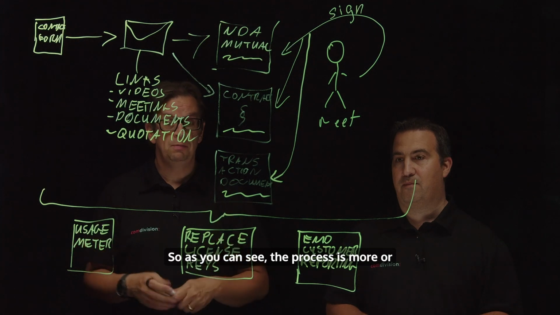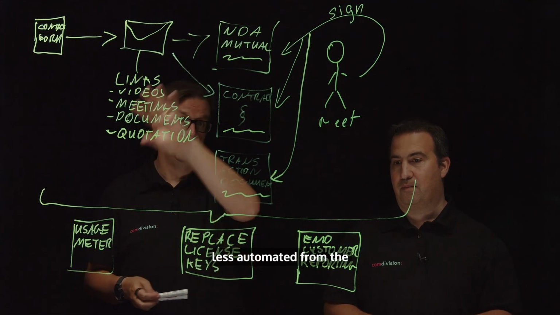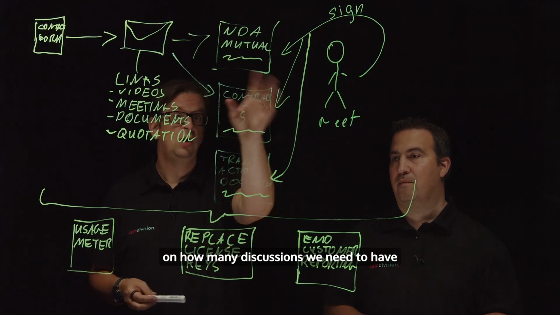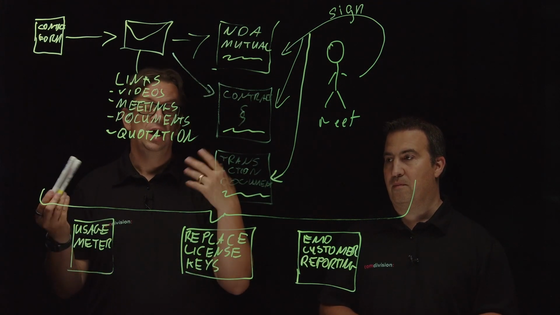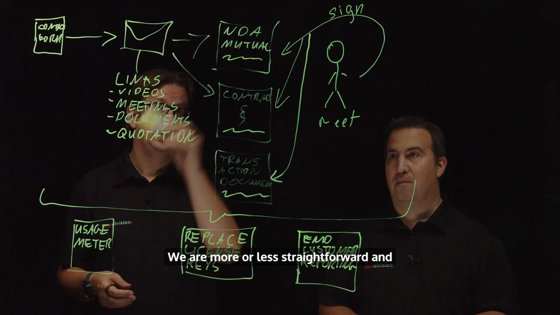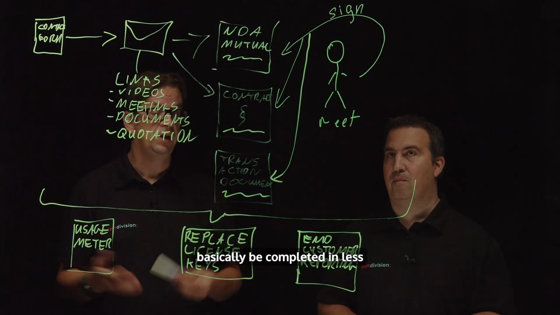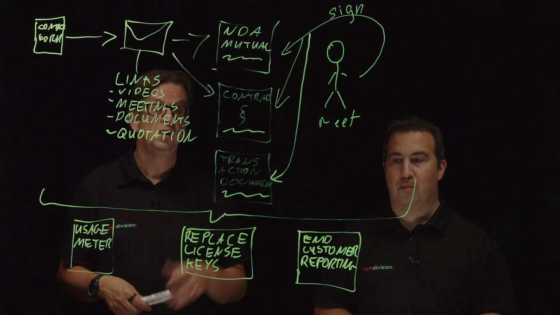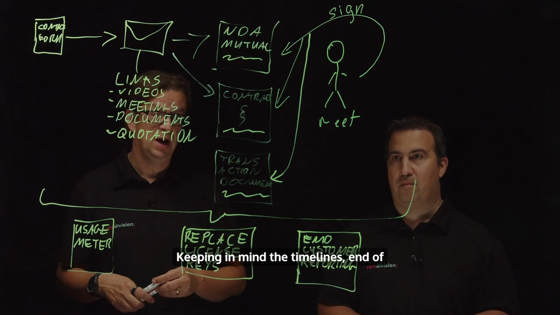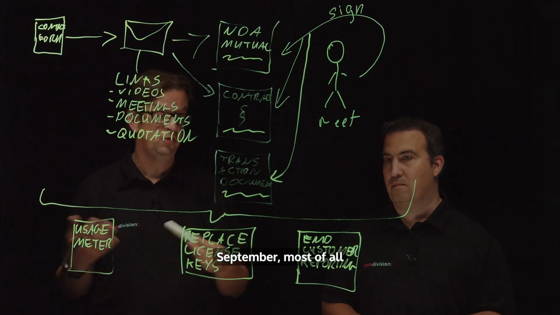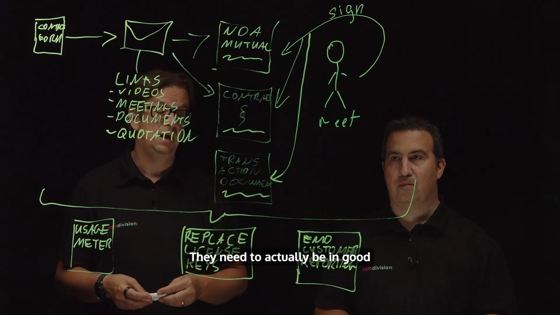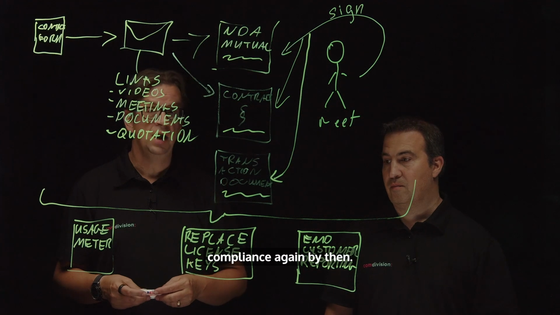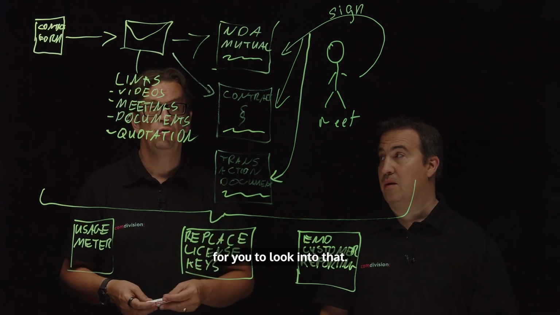So as you can see, the process is more or less automated from the top, depending on how many discussions we need to have about the quotation process and everything else. We are more or less straightforward, and all of this can be completed in less than 24 hours. Keeping in mind the timelines, end of September, most of our providers have been informed by Broadcom. They need to actually be in good compliance again by then. So we can only suggest that you look into that.